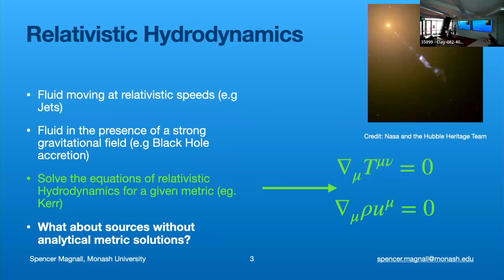You have your conservation of the stress energy tensor and your conservation of the baryon density. We can do this provided we have an analytical solution for our metric. But as I hope all of you know, there aren't that many analytical solutions to the Einstein field equations. So how do we go about solving this?